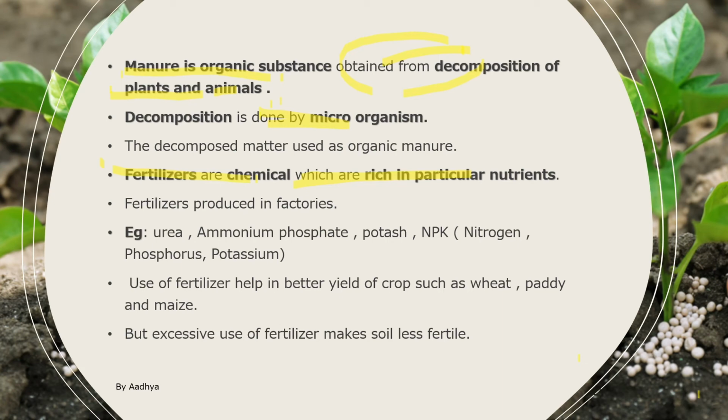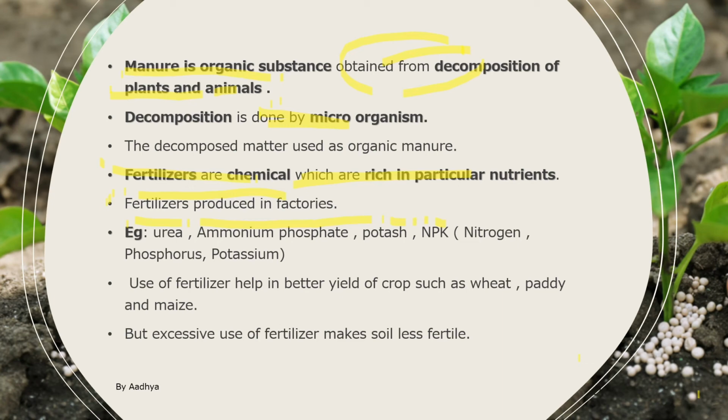So fertilizers are produced by factories. They are generally produced by factories as they are chemical in nature, right? It is a man-made substance. These are the examples of fertilizers, and they are very important. That is urea, ammonium phosphate, potash, NPK, that is nitrogen, phosphorus, and potassium, right? So these are very important examples, right?